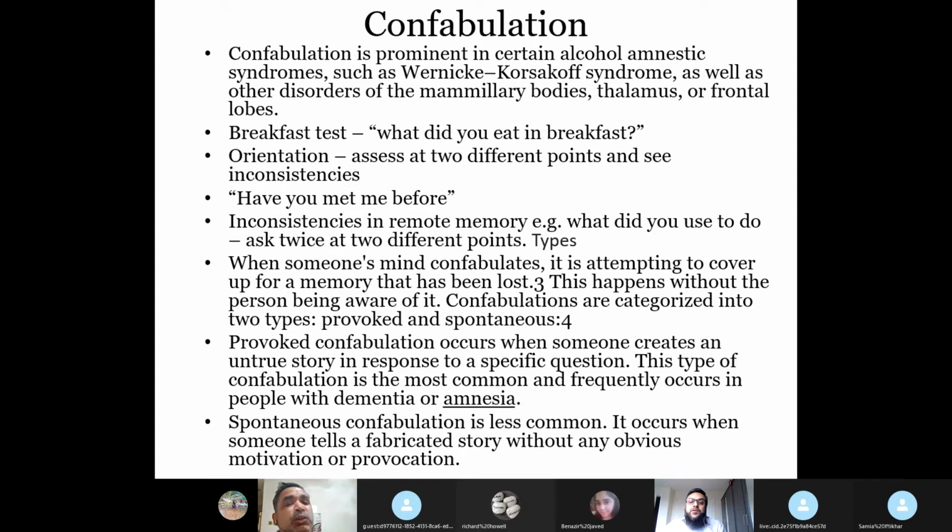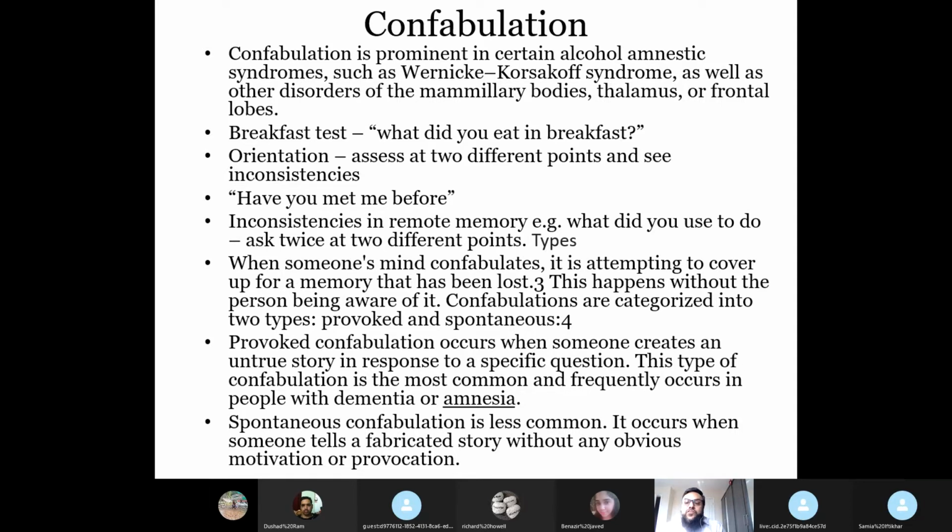Now, this happens without the person being aware of it. That is confabulation. Otherwise, it could be something deliberate. So it's not even deliberate. They may not even remember what they said 5 minutes ago, and that's why they are just saying it. So we cannot blame them for this because it is happening due to a neurocognitive impairment.